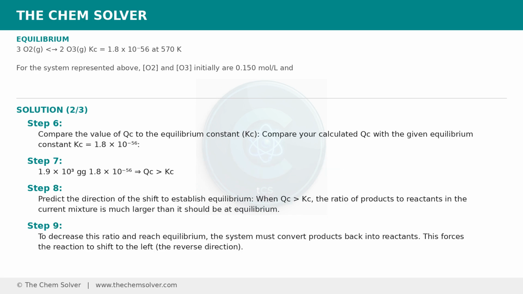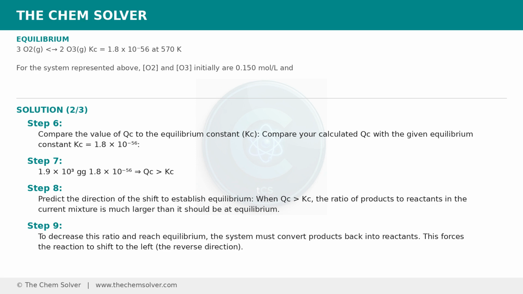Compare the value of Qc to the equilibrium constant, Kc. Compare your calculated Qc with the given equilibrium constant Kc equals 1.8 times 10 to the power minus 56. 1.9 times 10 to the power 3 is much greater than 1.8 times 10 to the power minus 56. Therefore, Qc is greater than Kc.